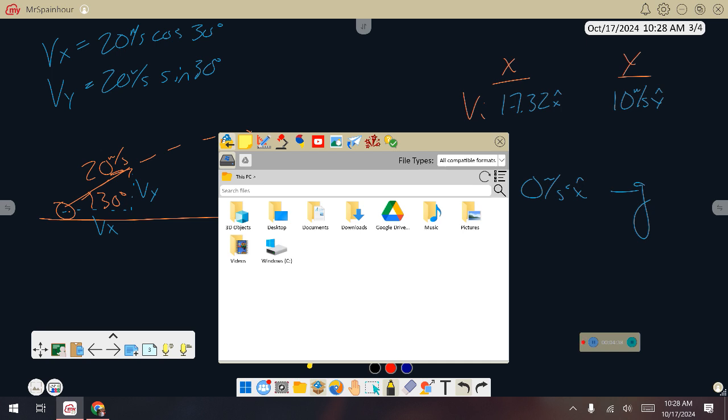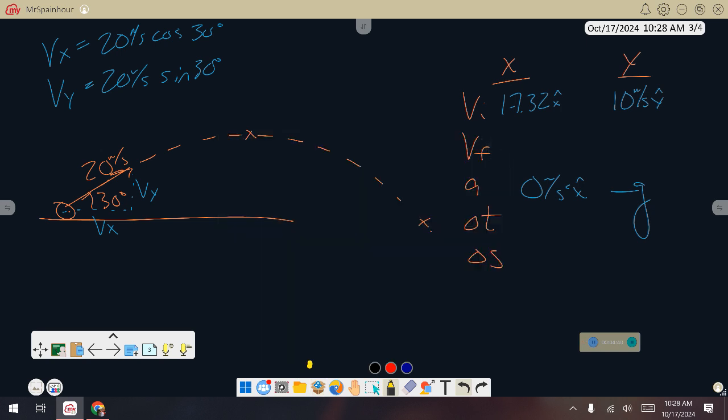Okay, so let's pick which one you want me to do first, range or height. If we're trying to find out how high it goes, let's set height then. So what other variable would you set? VF in the y is 0. Now make sure it's specifically in the y.